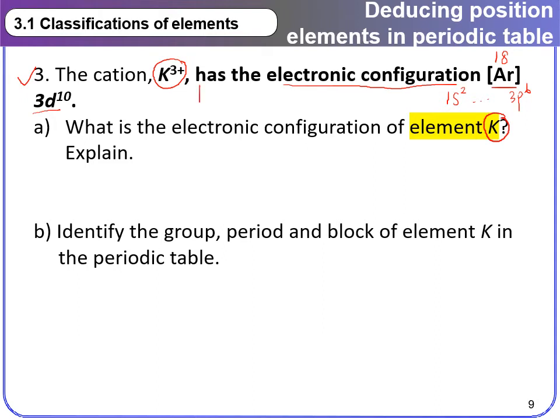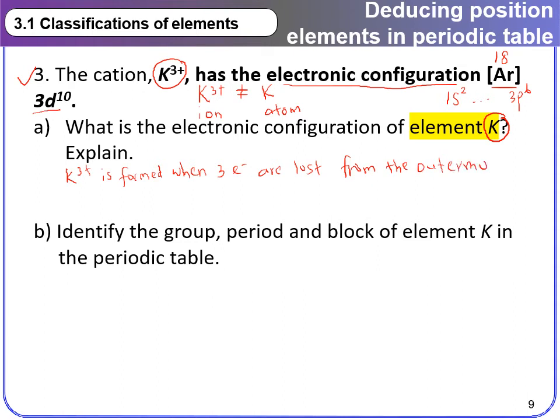Just want to highlight here, K3+ is different from K. K3+ is the ion, while K is the atom. K3+ is formed when 3 electrons are lost from the outermost shell. This is the concept that we learned in chapter 2.